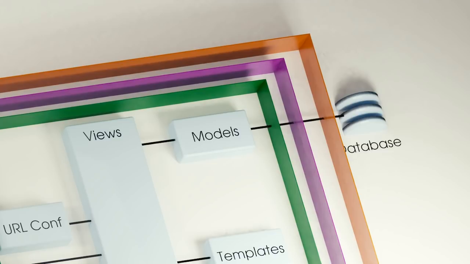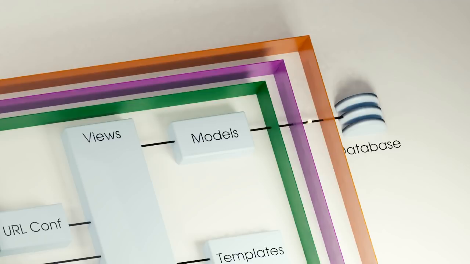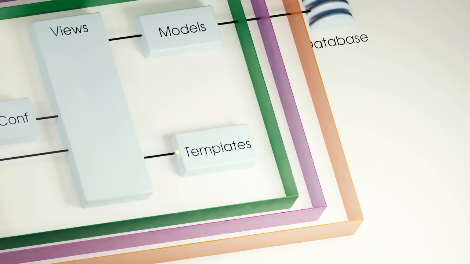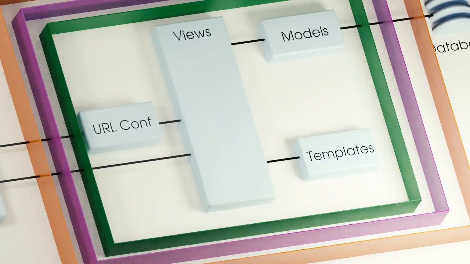The selected view typically does one or more of several things: talk to a database via the models, render HTML or any other formatted response using templates, return a plain text response, or raise an exception like page not found.